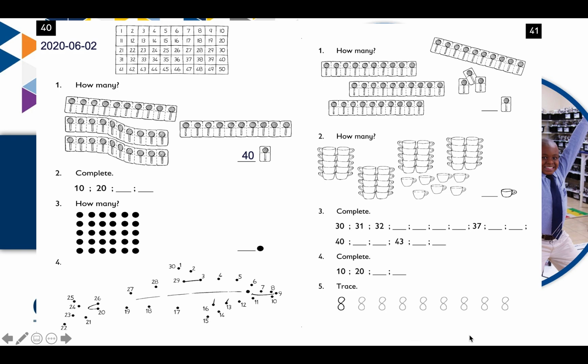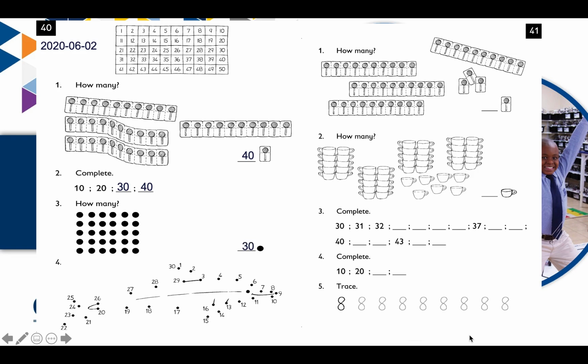Number 2, we are also counting in tens. So if I go 10, 20, what comes after 20? 30, 40. Now number 3, we are also doing our counting, but here you'll see that each row of dots has 5 dots. So here we are counting in 5s. So if we count the rows in 5s, we will get 5, 10, 15, 20, 25, 30. So here we have 30 dots in our block.